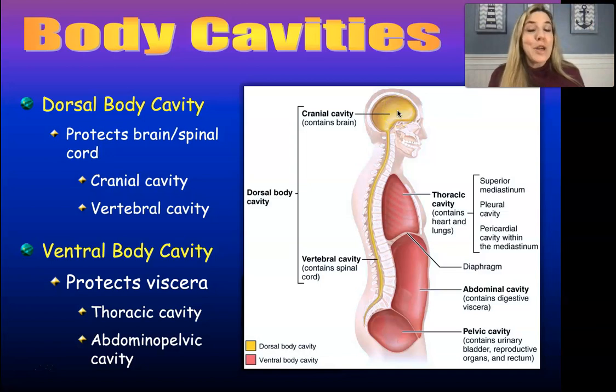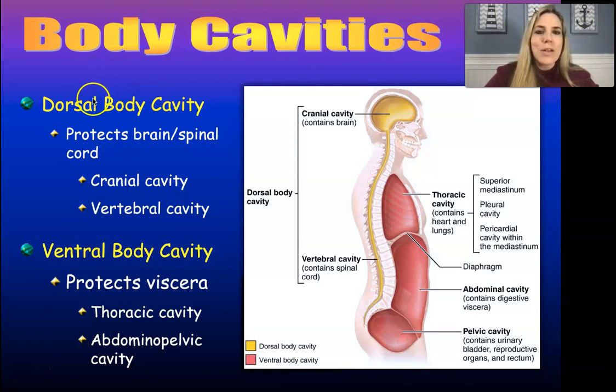Okay, we're now ready to go over the cavities of the body. Remember how we talked about how life requires a separation between the internal and the external. These cavities that we find around various organs help to maintain that separation. So let's go over the dorsal body cavity and the ventral body cavity.